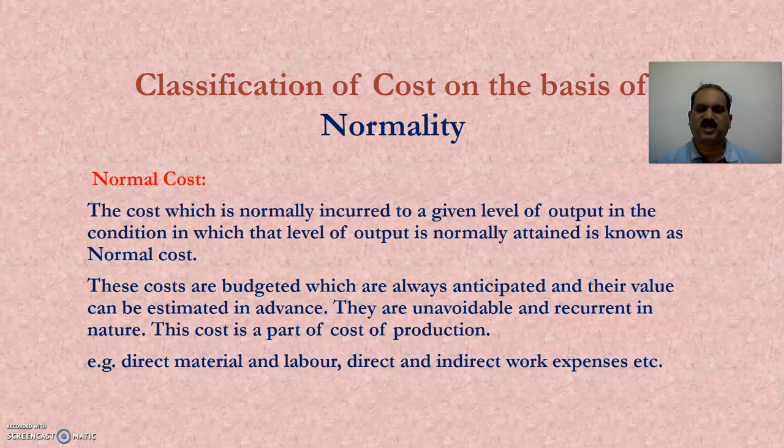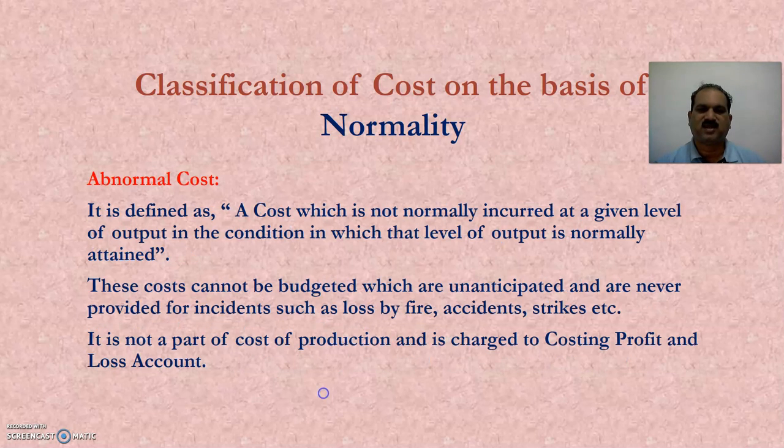These costs are budgeted, which are always anticipated, and the value can be estimated in advance. They are unavoidable and recurrent in nature. This cost is part of cost of production. For example, direct material and labor, direct and indirect work expenses, etc.